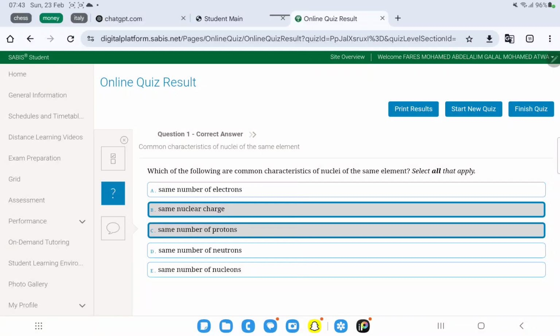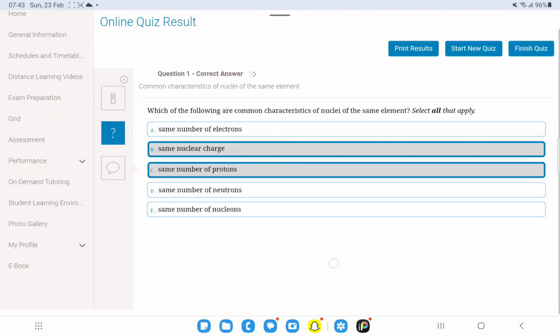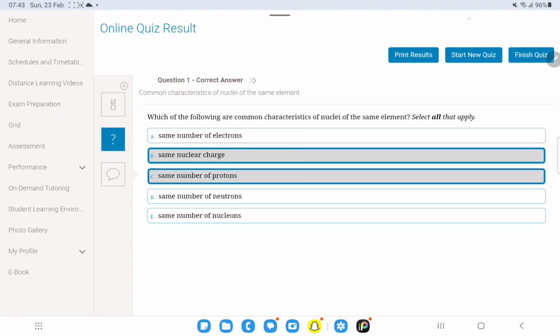Chemistry Week 10 CA. Which of the following are common characteristics of the nuclei of the same element? Here they said the nuclei of same element. Now, because it's the same element, they're going to have the same number of protons. The number of neutrons can change in isotopes, and the number of electrons can change in ions. The same element, the only thing that stays the same is the protons. So, same number of protons and same nuclear charge.